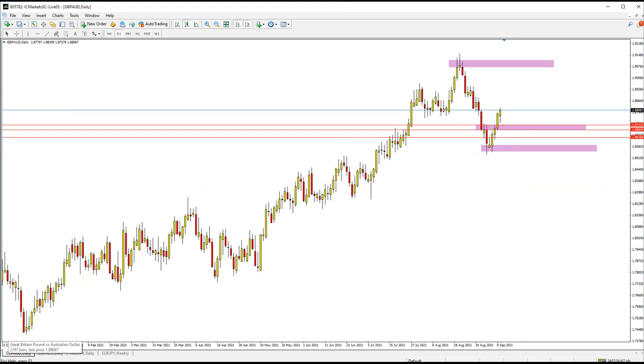Pound Aussie, it can still look for a buy. Pound Aussie look for a buy, Aussie yen look for a sell, Euro yen look for a sell. The rest of the things, use this concept. I'll send you guys the recording. It's nice, right? Easy. But it's easy.